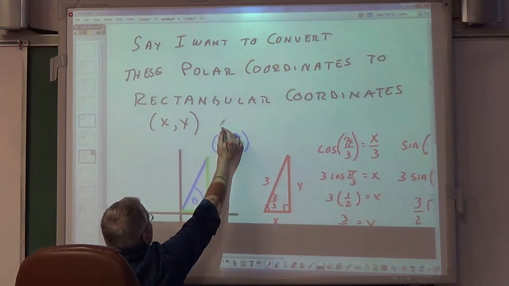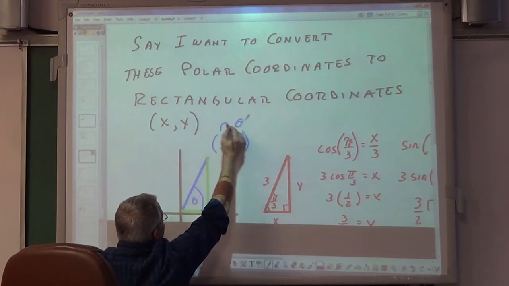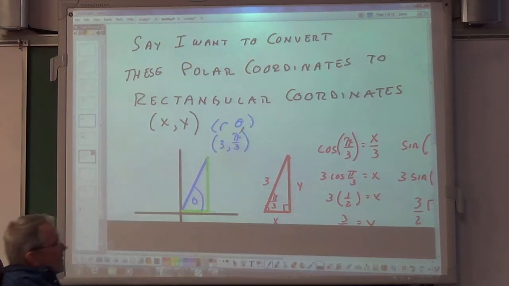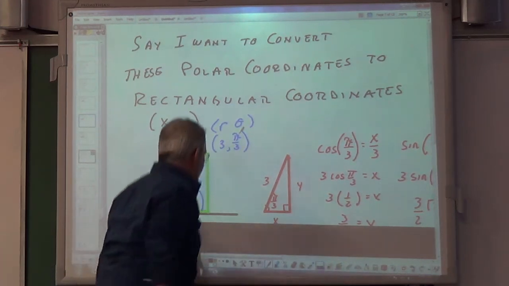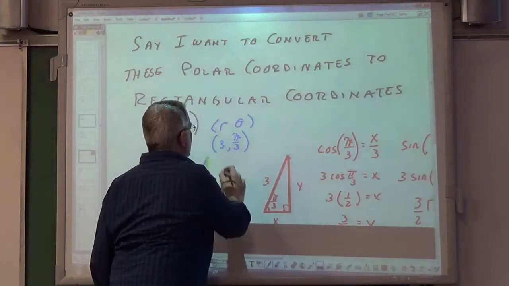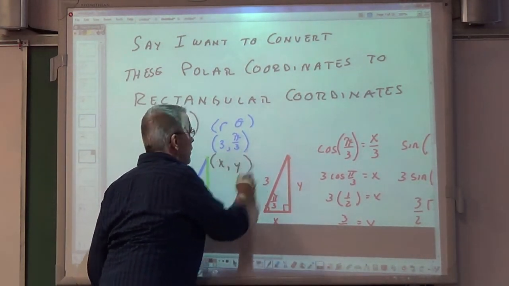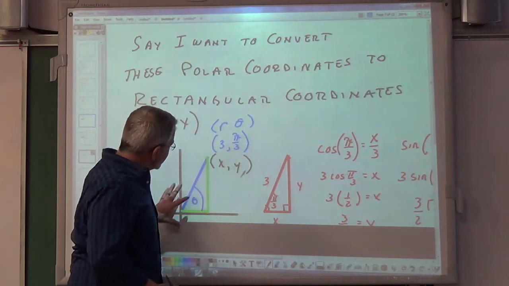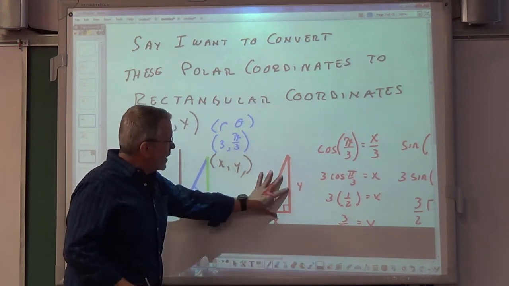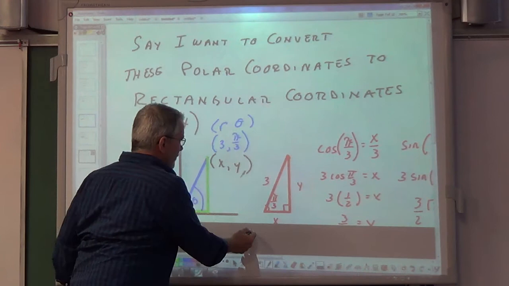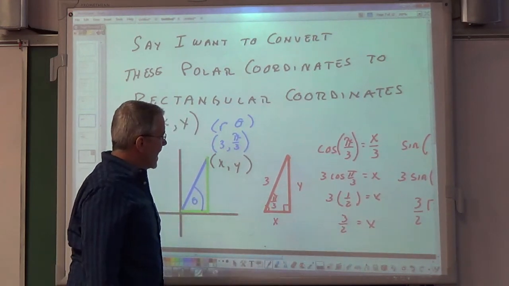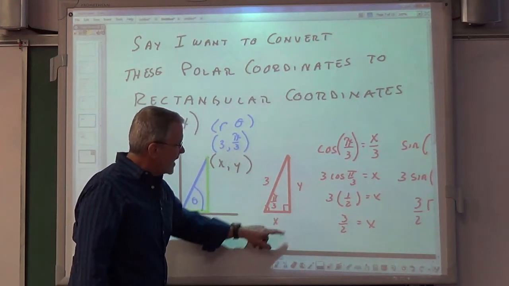This is an r theta, pardon me, I get my terminology straight right there. That's an r theta, 3 comma pi over 3. I want to say, what xy coordinate is associated with that point? Well, I'm going to pull that right triangle off the grid and look at it. And what I want is this x and this y.